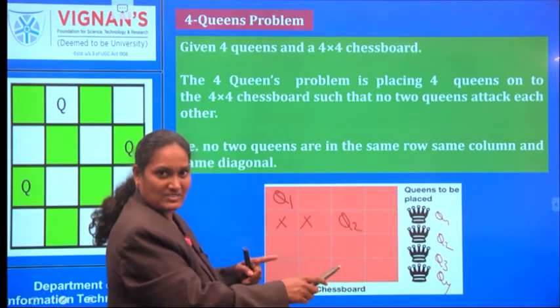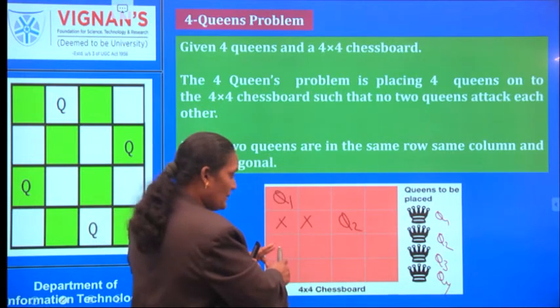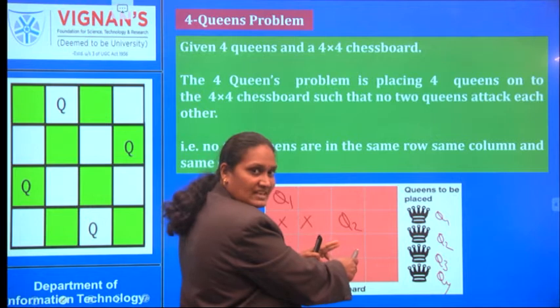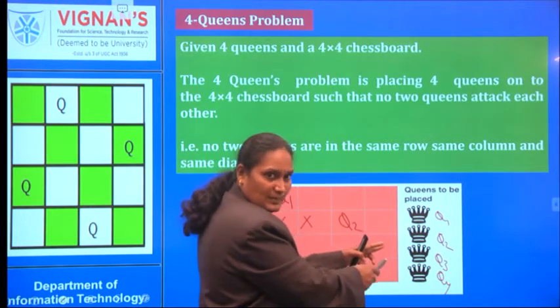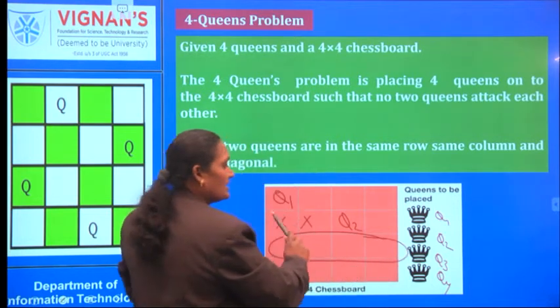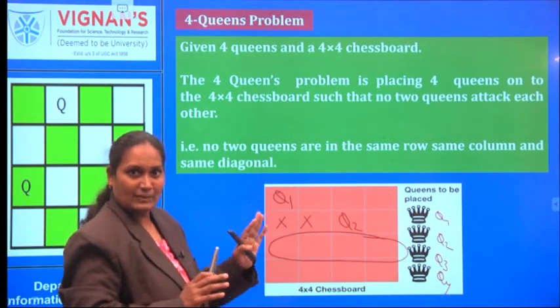Next, we can find a place for queen 3. Queen 3 cannot be placed here, or here, or here, or here. That is, we are unable to find a place for queen 3.